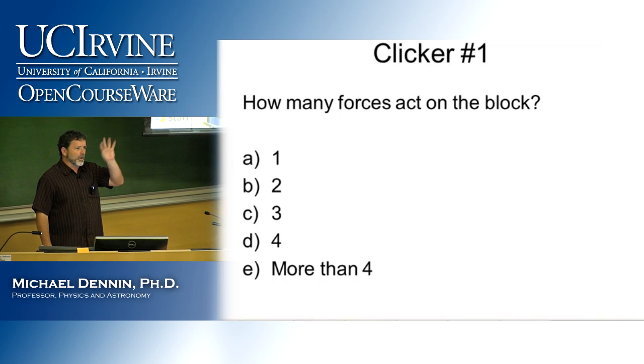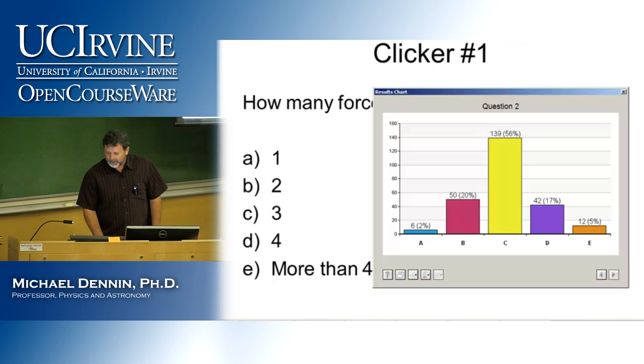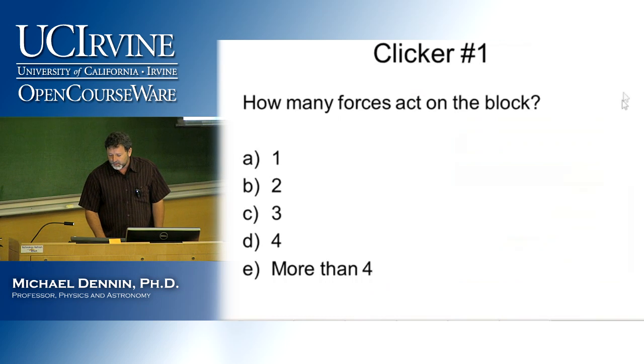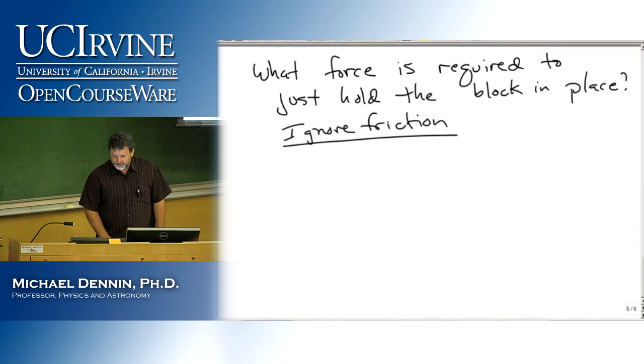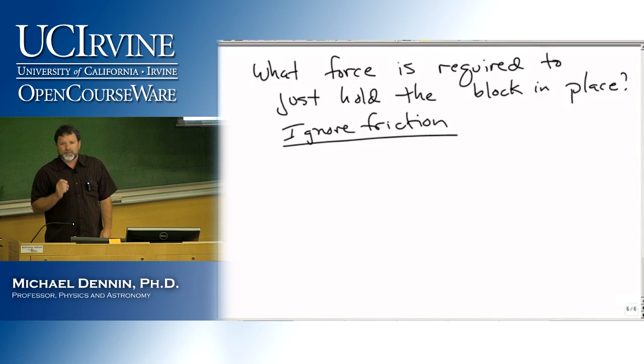The first one had 4. Let's see what we got. Excellent. 56% of us went with 3. That's a very good start. And I'll tell you right now, in some ways, if you miss that question, the rest of the problem becomes impossible.